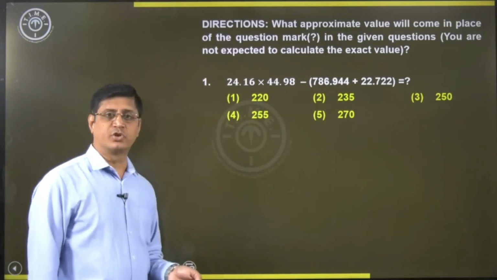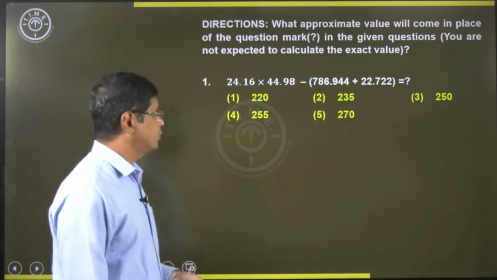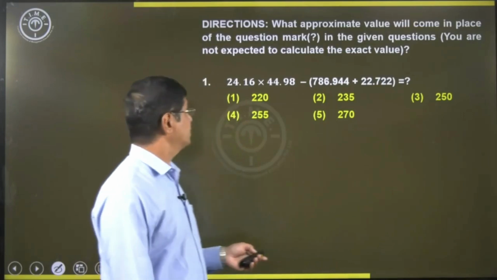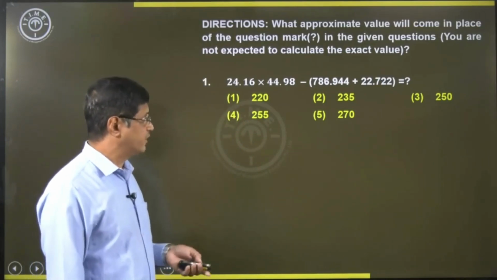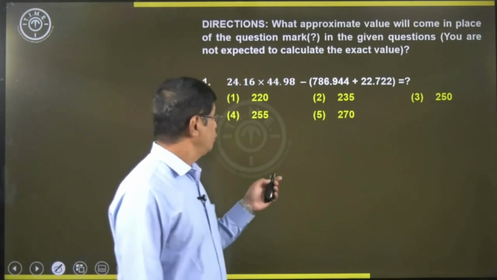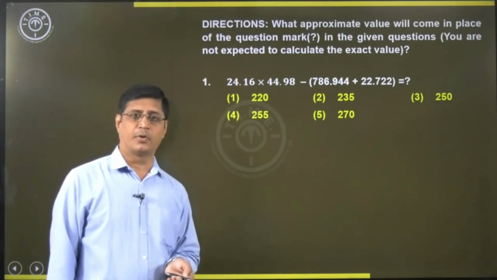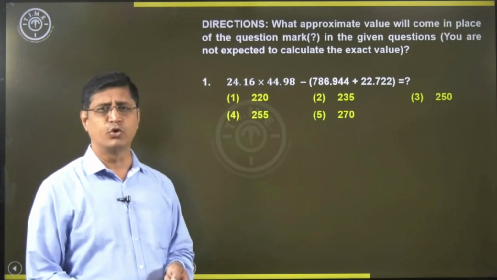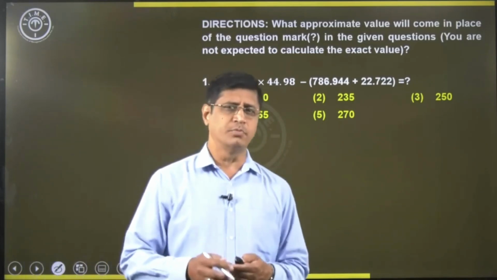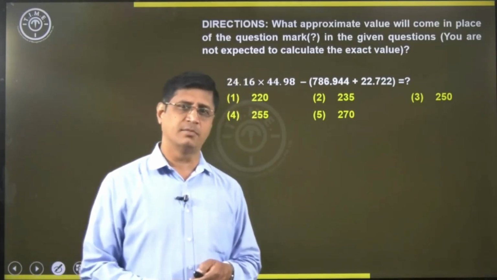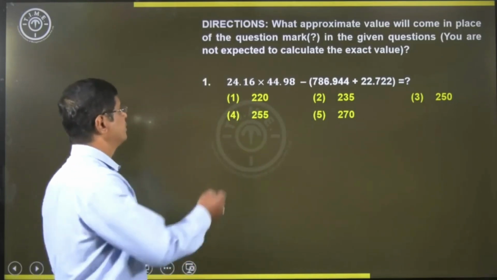Directions are given here, just look at the directions. What approximate value will come in place of question mark? In the given questions, you are not expected to calculate the exact value. Approximation means the nearest value, close value, and easy to simplify. Just take those values and simplify. Look at the first example.